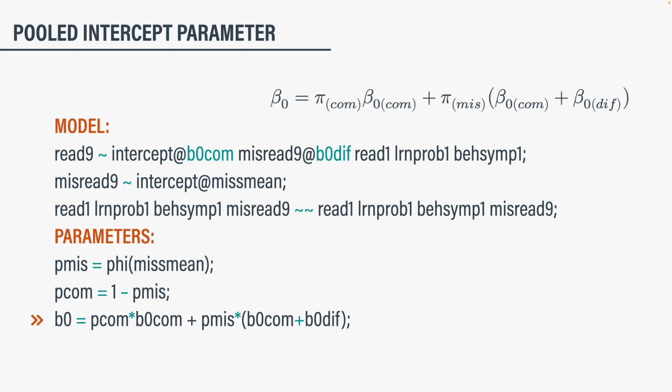B0com is the subgroup mean for students with complete data, and then B0com plus B0diff is the group mean for students with missing data. We're almost there, but I've omitted a really important detail, and that's that this model's not actually estimable right now. One of our two groups has no data in 9th grade, so there's no way to estimate that group mean difference.